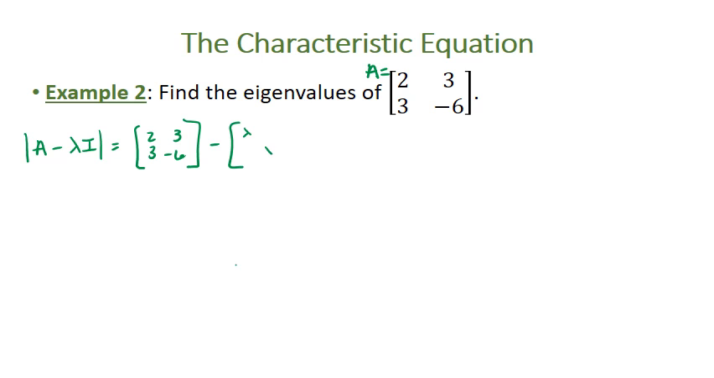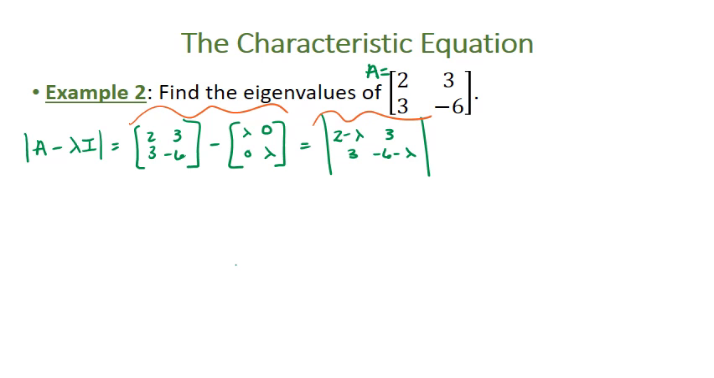minus lambda I. I'm just multiplying lambda by 1 at that diagonal. So this becomes 2 minus lambda, 3, 3, and -6 minus lambda. And we want to find the determinant of this. At some point, some of you may be able to skip this step and jump to this step right away. Some of you will have to write it down. Either way is perfectly fine. Okay, so to find the determinant of this, I'm going to multiply the diagonals. Then I'm going to subtract this product here.